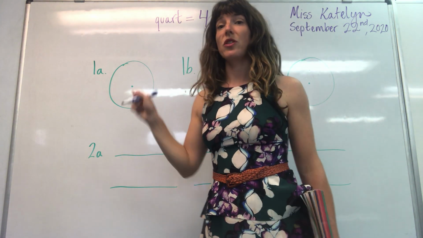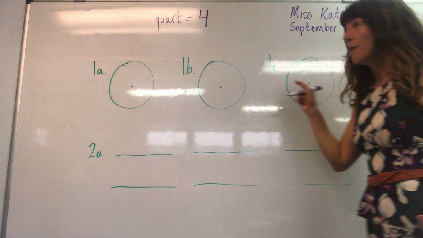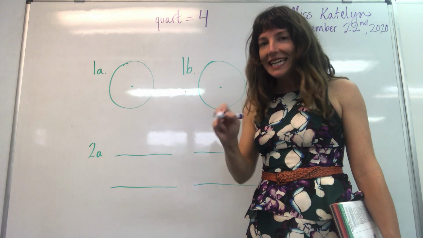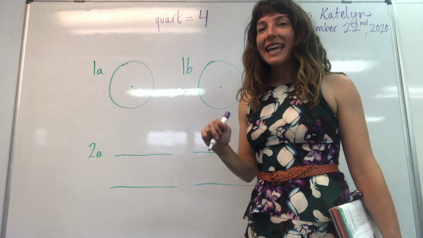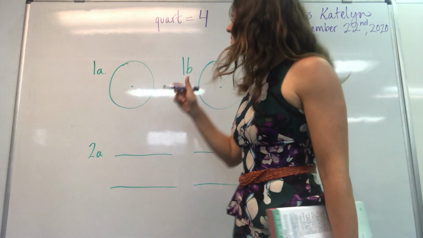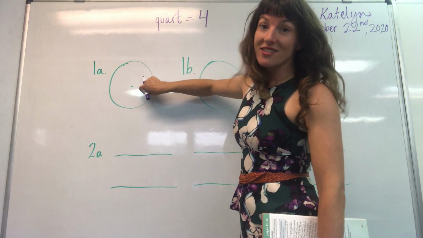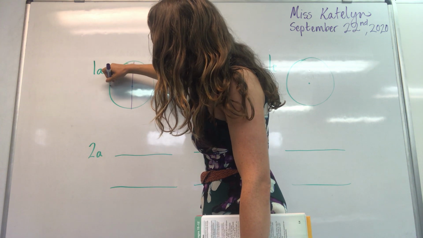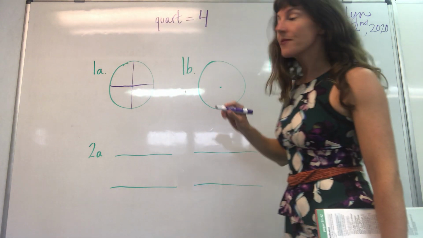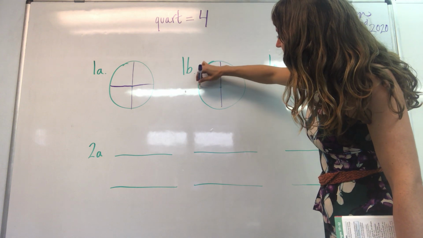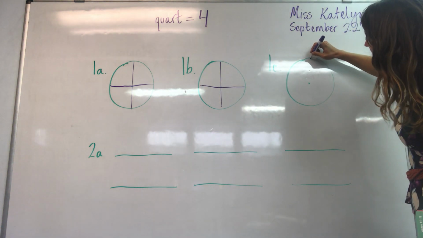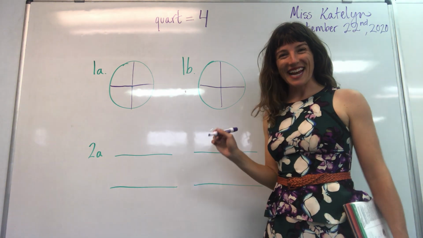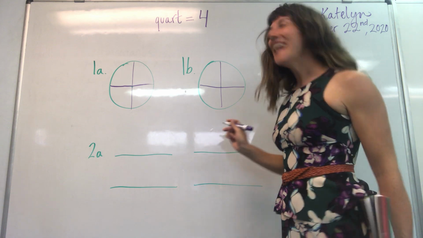So what I want you to do with those 3 circles at the top of your page in section 1, I want you to cut each clock into 4 parts. And the way you do that is you go through that dot in the center, top to bottom, and side to side, making a cross inside each circle. Okay?